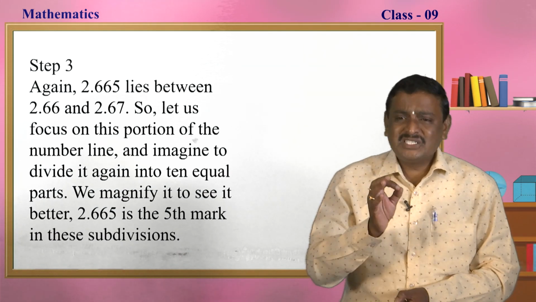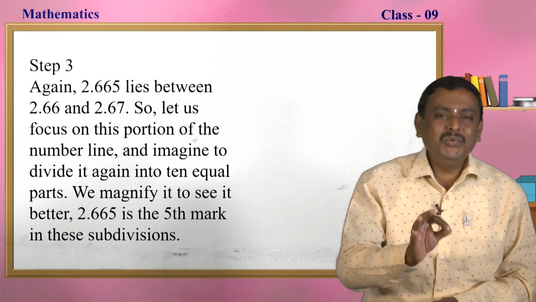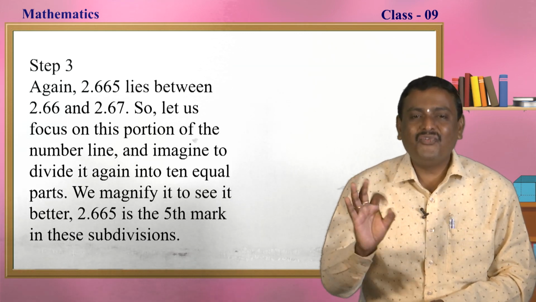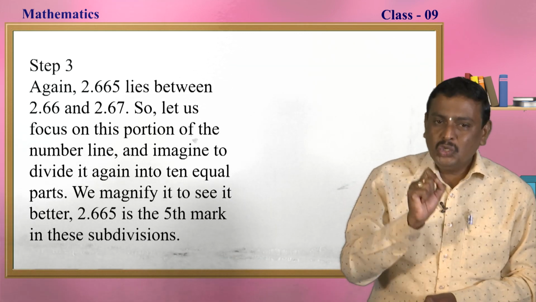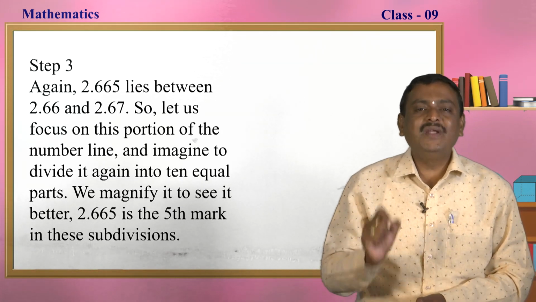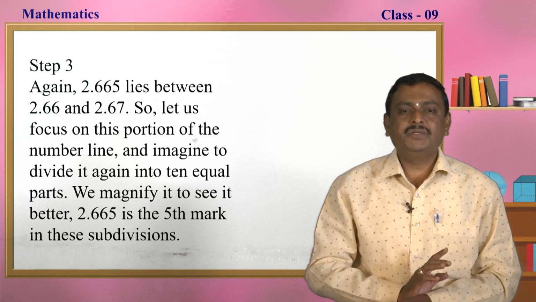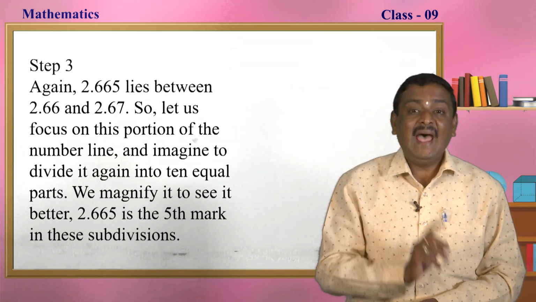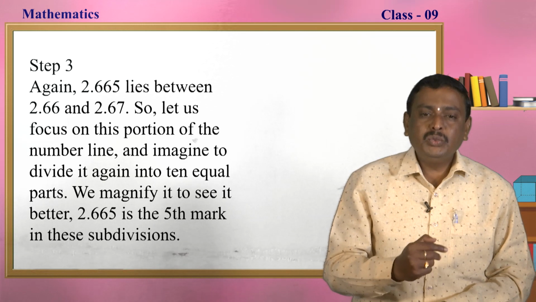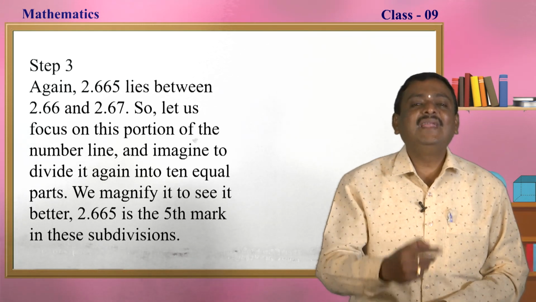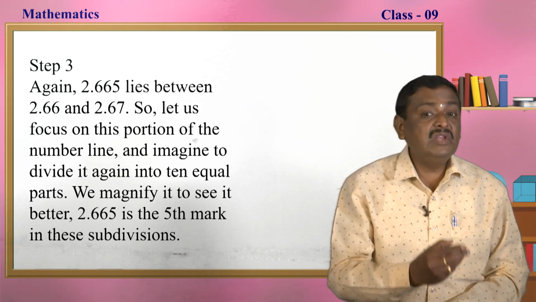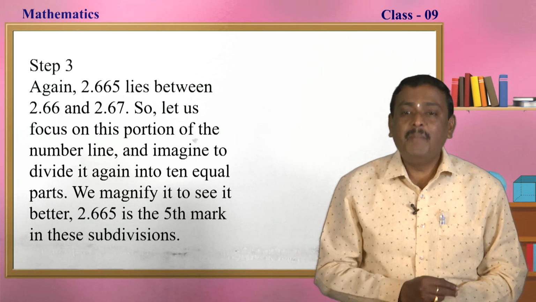Step 3, again. 2.665 lies between 2.66 and 2.67. So, let us focus on this portion of the number line and imagine dividing it again into 10 equal parts. We magnify it to see it better.